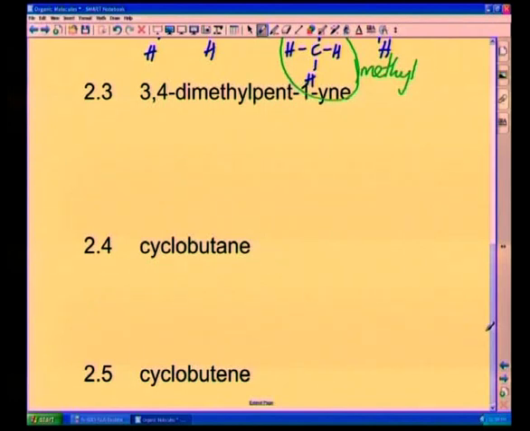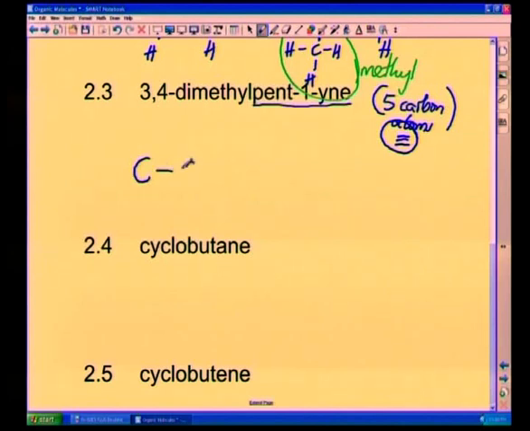Now let's look at the last part. Pent tells us 5 carbon atoms. Now, ine tells me there's going to be a triple bond, and closest to the triple bond, that is where I'm going to begin to count my carbon atoms. But the root structure here is that of pent. So I've got 5 carbon atoms: 1, 2, 3, 4, 5.